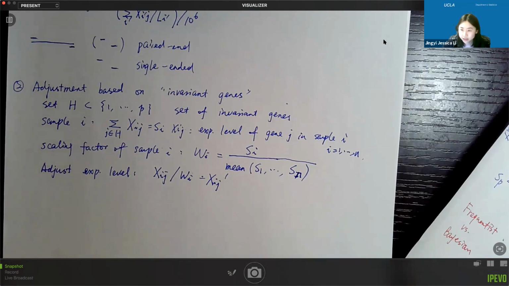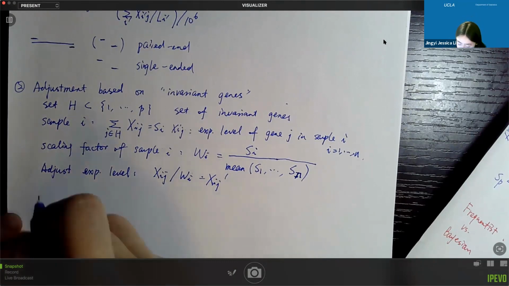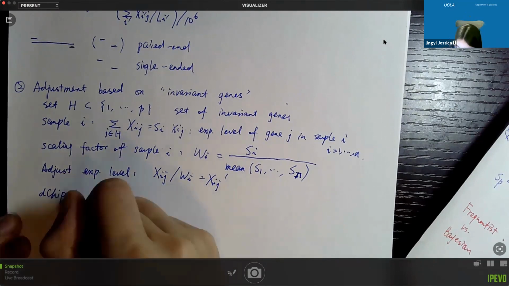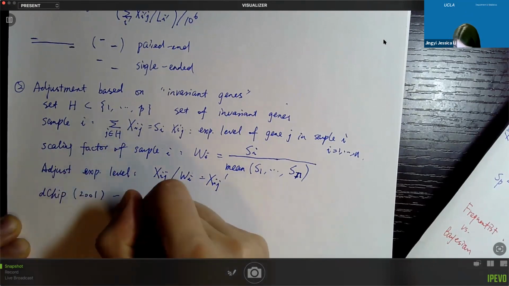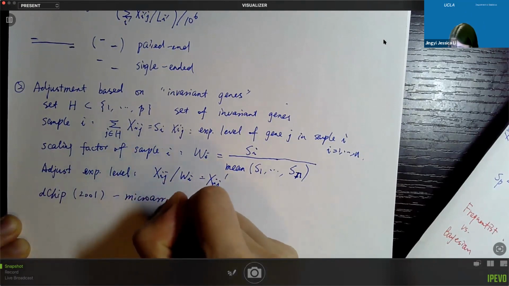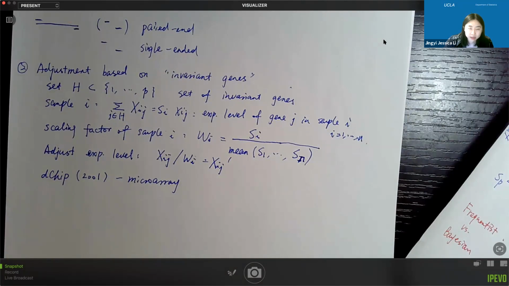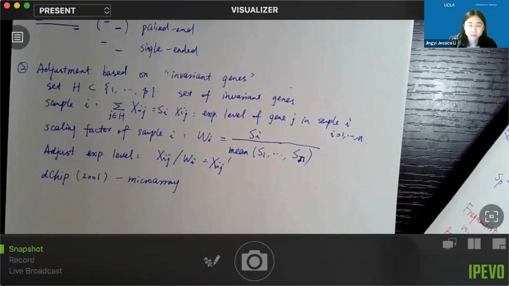Okay, then back to Gabe's question about how do we define invariant gene set. I actually found one reference, which was a very famous paper called dChip, a very famous paper for microarray data analysis. It's 2001. Even though microarray data have different scales and units from the RNA-seq data, many ideas can be carried over because they're both gene expression measurements. So for that, let's take a quick look at this paper.